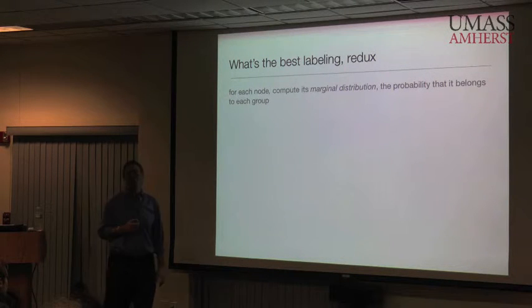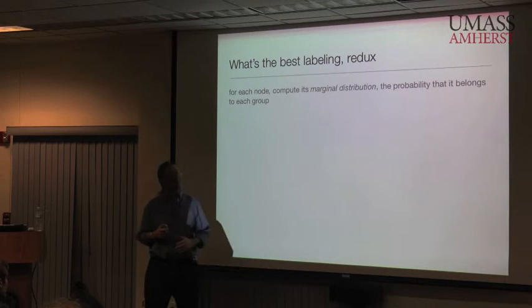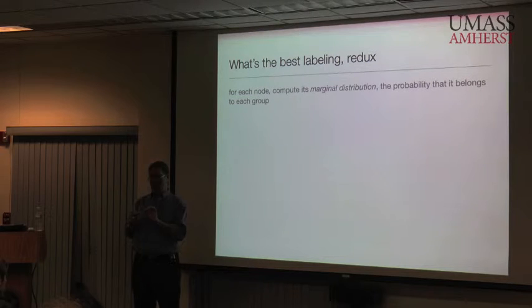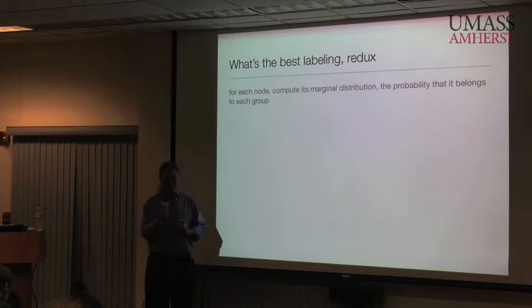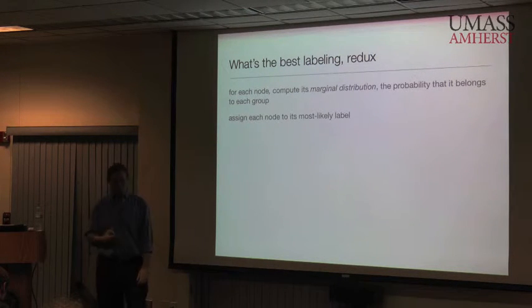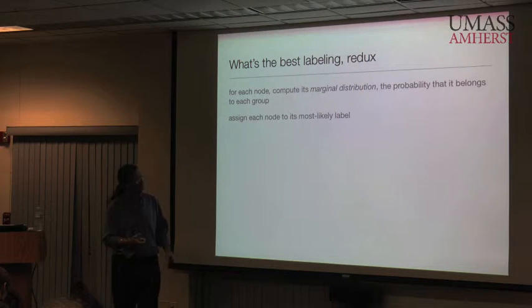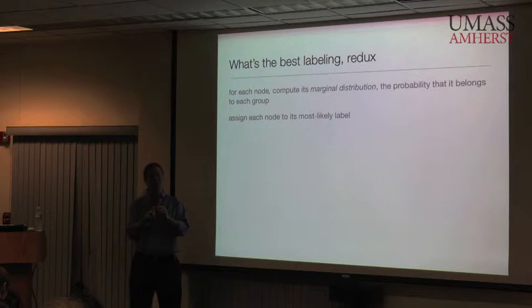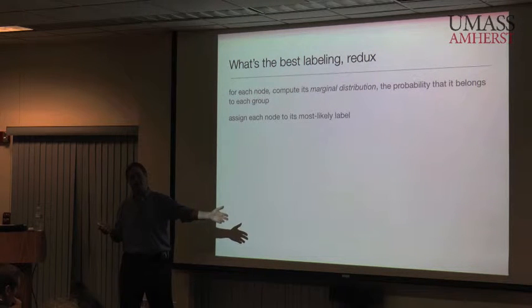So it turns out what you want to do is compute the marginal distribution for each node. What does that mean? It means for each node, what is the probability that it belongs to group 1 or 2 or 3? And then, if you want to label the nodes, you should assign each node its own most likely label, which is different from finding the overall labeling that maximizes that joint probability.